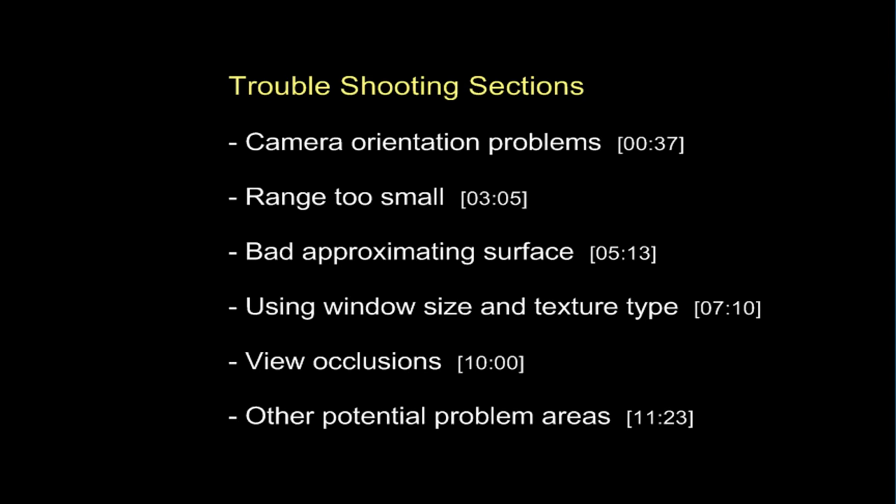The items covered are poor results due to weak camera station orientation, noise due to the range being too small, noise due to a bad approximating surface, improving results by changing texture type and window size, data missing due to view occlusions, and lastly, a review of other potential problem areas.